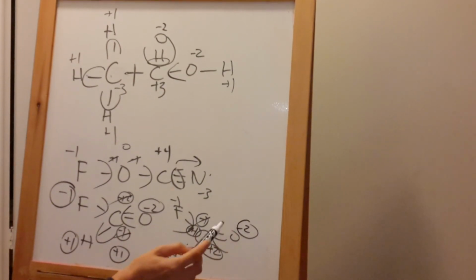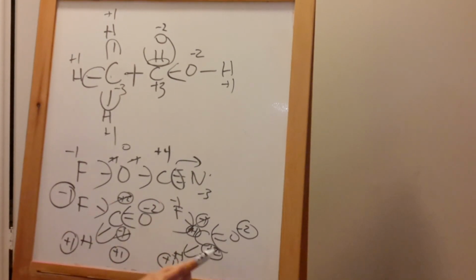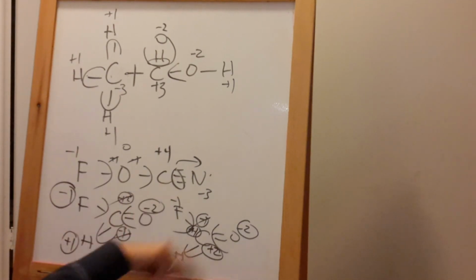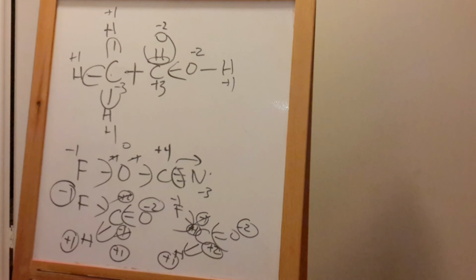You can see now the charges are balanced. -2, -1 is -3. +2, +1 is +3. So it's a good idea to add up all the charges as a way of checking to see that you've done your assignments correctly.